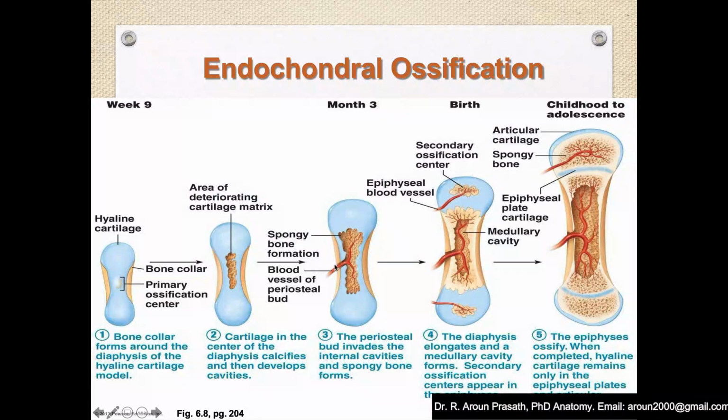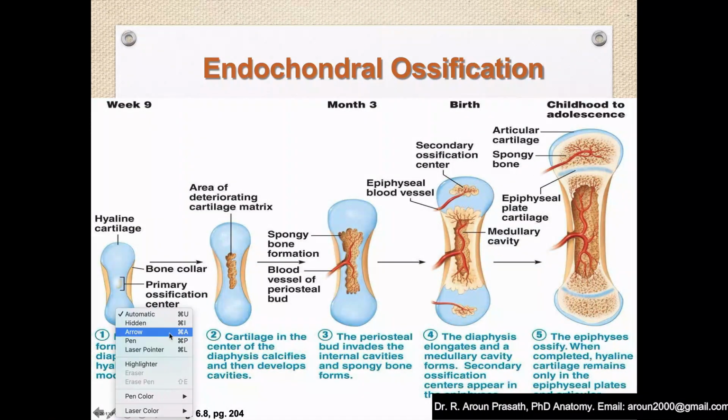The blood vessels increase and bone cells keep multiplying. When this happens, the epiphysis is formed separately and the diaphysis is formed separately. The diaphysis forms a medullary cavity, and the epiphysis is growing. This is called the epiphyseal growth plate, and this is the place where the bone keeps growing in this direction.